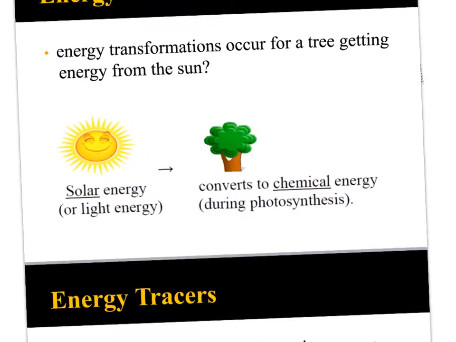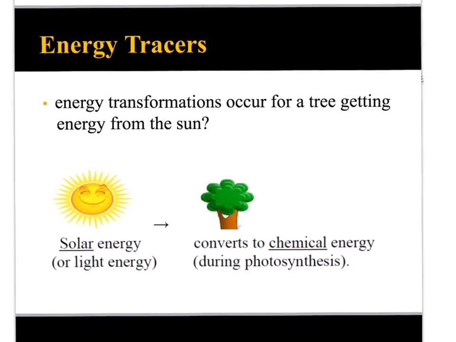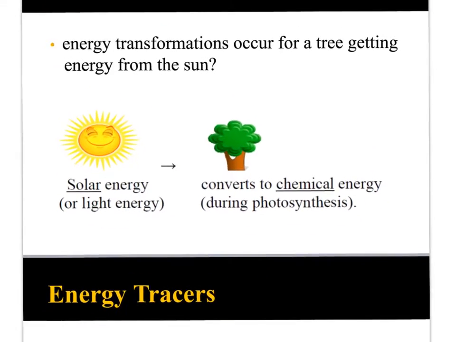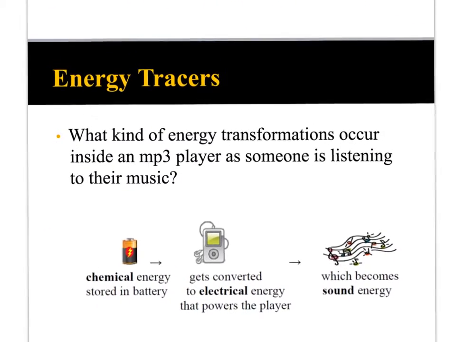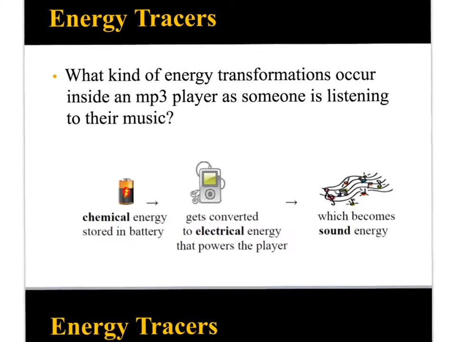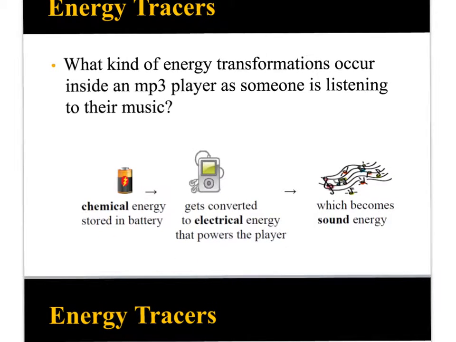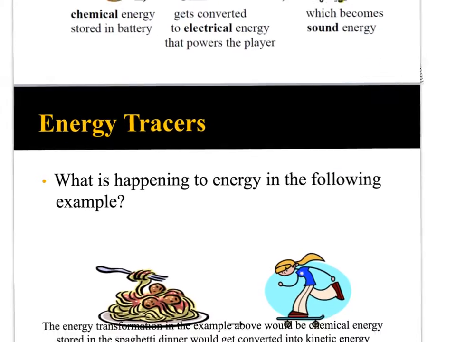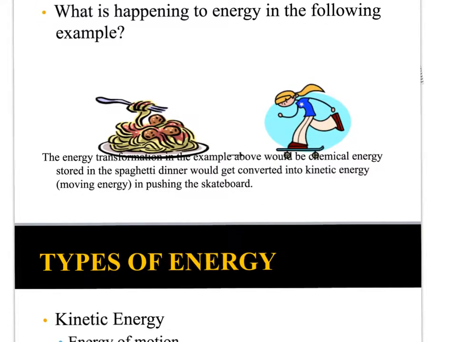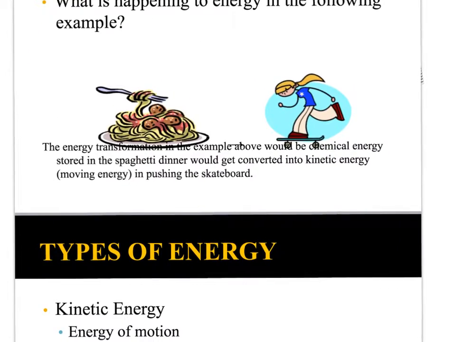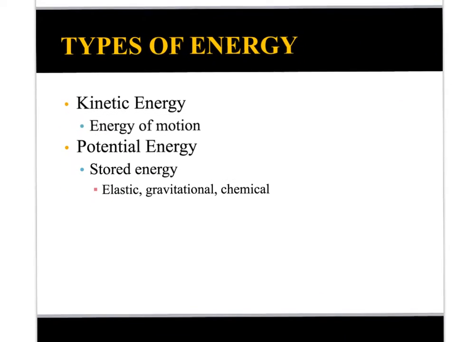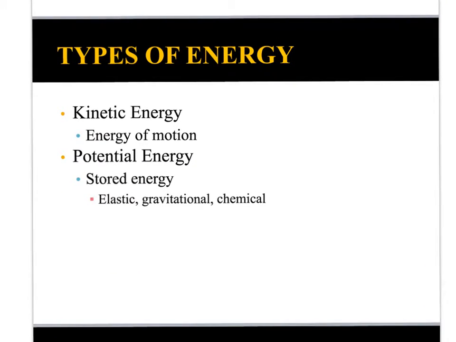This is just going through more examples of how energy can be transferred and traced from one object to another. Solar energy gets converted into chemical energy. Chemical energy in a battery gets converted to electrical energy, which gets converted into sound energy. The chemical energy from the food we eat gets converted into kinetic energy when we move, and so on. So those are the different types of energy.